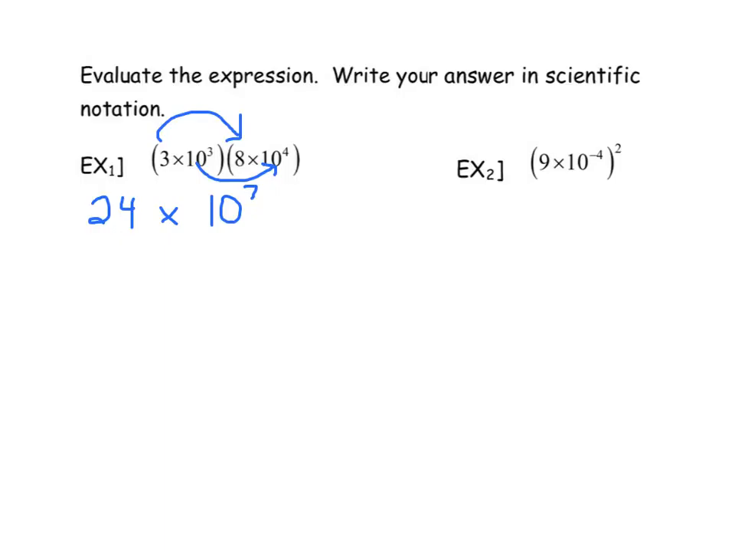But this is not scientific notation. You have to move the decimal over to the left, and whenever you move it over to the left, that means you add to the exponent, so you'd get 10 to the 8th.